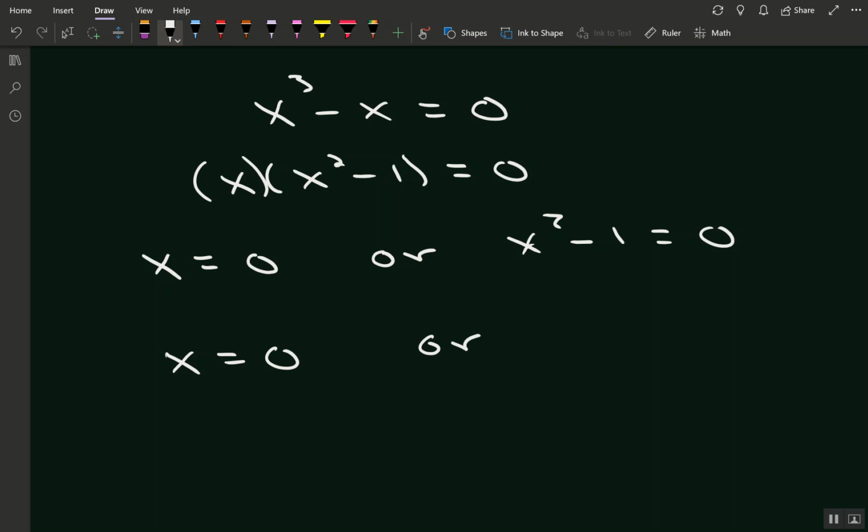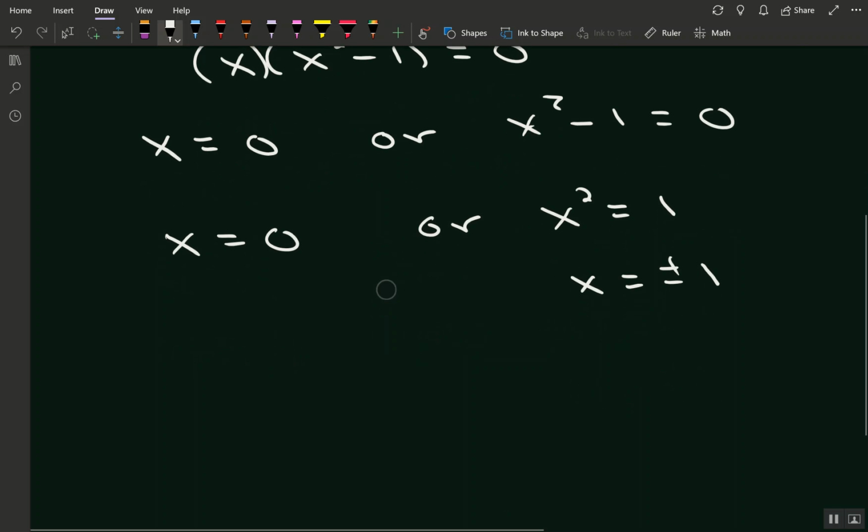Now, there's a couple ways you can factor that because it's a difference of squares. But if you didn't recognize that, you could just write x squared is equal to 1, and then x is equal to plus or minus 1. So in the end, x is equal to 0 or plus or minus 1. And there's actually 3 solutions there because there's a plus or minus 1.